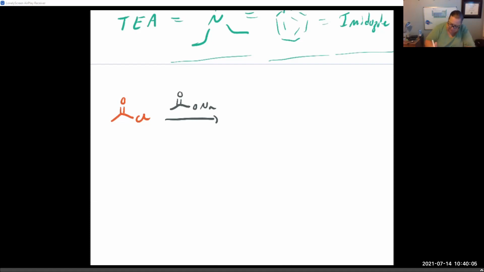Nucleophilic attack. Very good. So I know that my acetate can come in and do this. I'm going to break my double bond. I'm going to form this tetrahedral intermediate species. I'm going to have my new bond here.